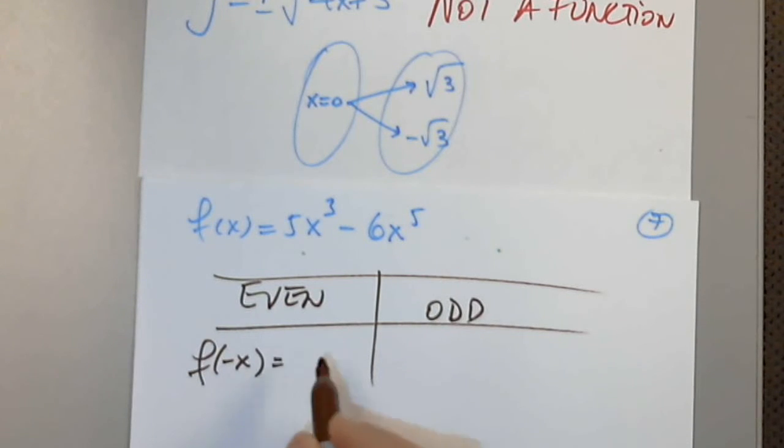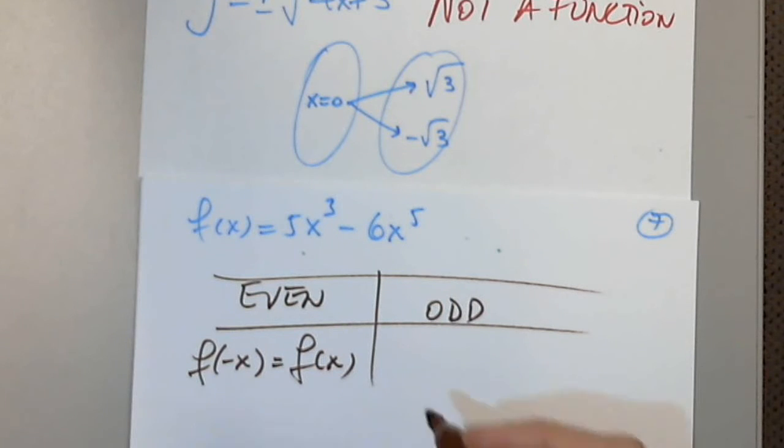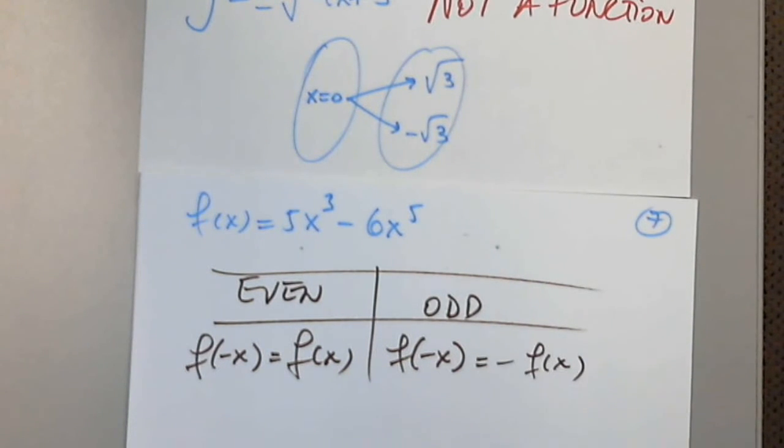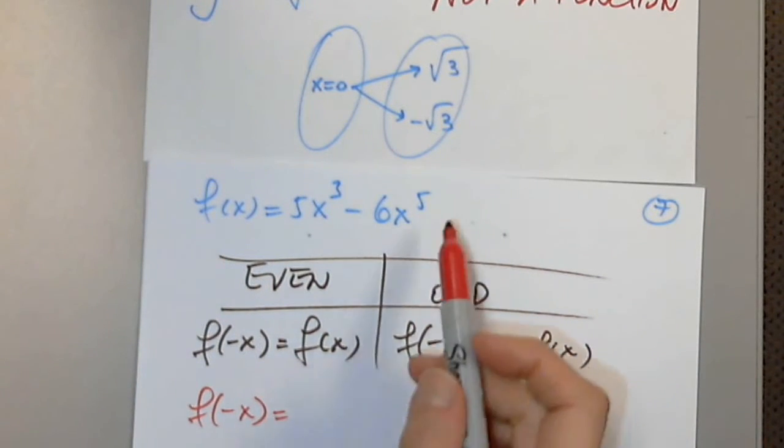F of negative x must equal f of x. What is the relationship for odd? And I have to start with the same thing. Negative. Exactly, exactly. So since both relationships have this key, this is my starting point. That's where I start determining f of negative x. That's my first step.